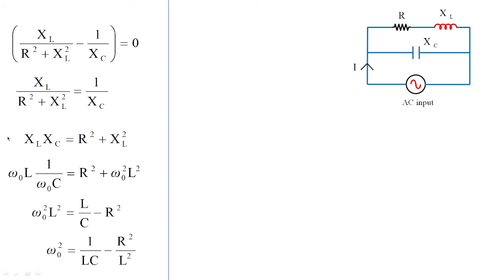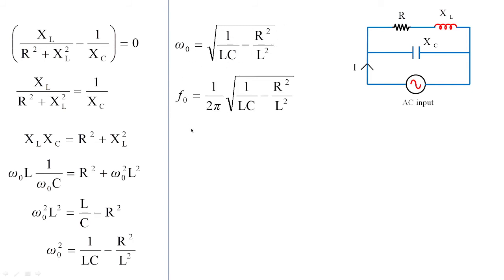So with this, we can easily derive the angular resonant frequency, which is equal to under root of 1 by LC minus R square by L square. With this, we can derive the natural resonant frequency, whose value is nothing but F naught is equal to 1 by 2 pi under root of 1 by LC minus R square by L square. Now this is pertaining to this combination. This resonant frequency is pertaining to this combination, so it keeps on changing with the changed value of inductive and capacitive arrangements.